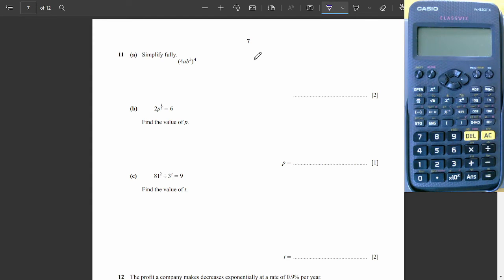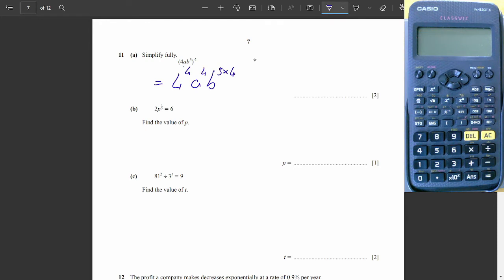Question 11a, indices. Right, now we've got all of this in the brackets, 4ab to the power of 5, to the power of 4. So remember, that means everything is to the power of 4. We've got 4 to the power of 4, a to the power of 4, and b to the power of 5 to the power of 4, which means we need to multiply these indices.